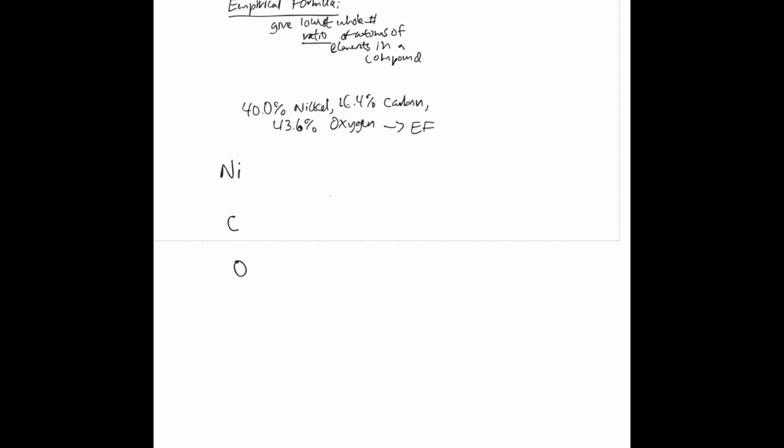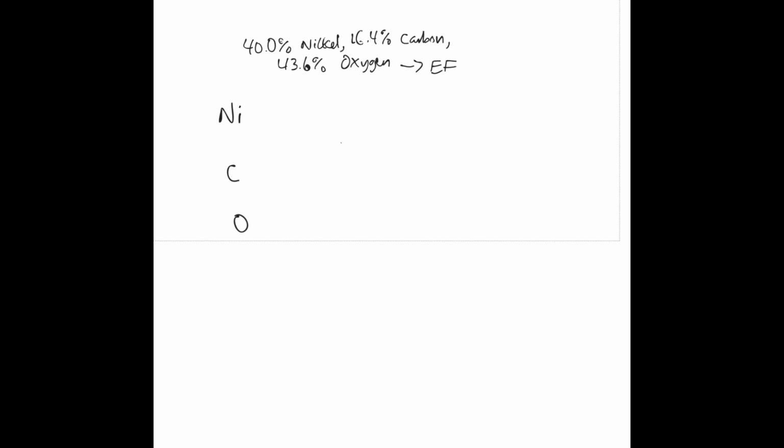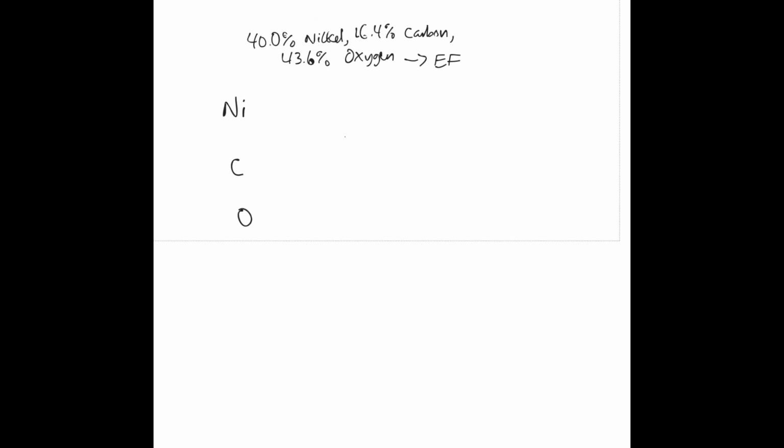So let's scroll down here and you'll find that everything is in percentages right now, right? 40% nickel, 16.4% carbon, 43.6% oxygen, and we need to convert this to the empirical formula. So first thing you need to realize here is that all the percentages add to 100%. And so there's a direct relationship here between the grams and the percentages. And so we can just assume that for nickel, there's going to be 40 grams. Put that over 1. For carbon, it's going to be 16.4 grams of that in this compound over 1. 43.6 grams for oxygen over 1.